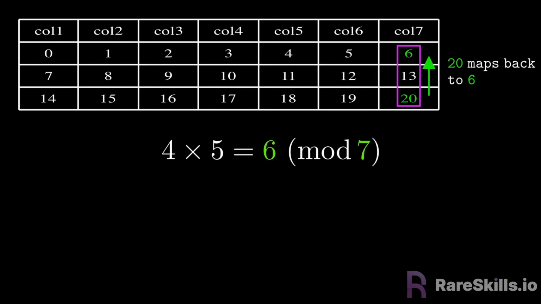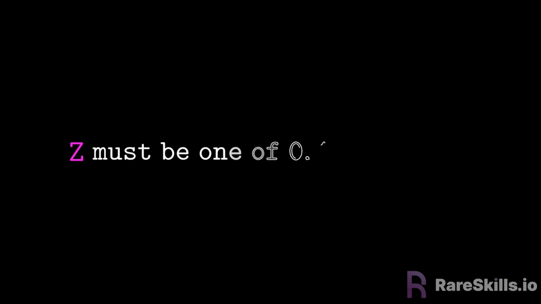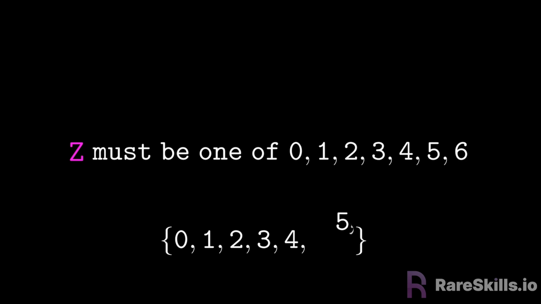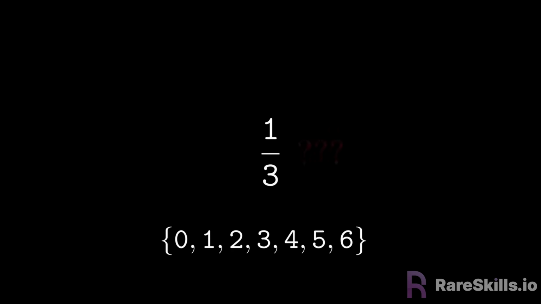Before I move on, I would like you to know that for most of the mathematical examples we will encounter from here onward, I have chosen 7 as the prime number for computing the modulo. When we divide by 7, the remainder must be one of the values 0, 1, 2, 3, 4, 5, or 6. Thus, the values in our number system are only 0, 1, 2, 3, 4, 5, or 6. There aren't any fractions. So where does the number 1/3 come from?